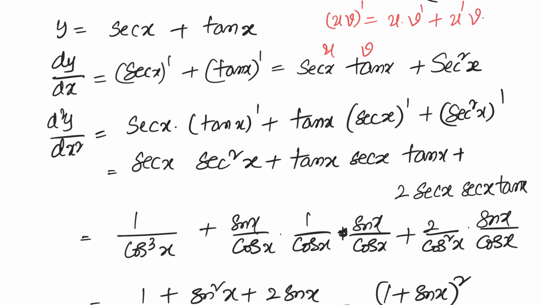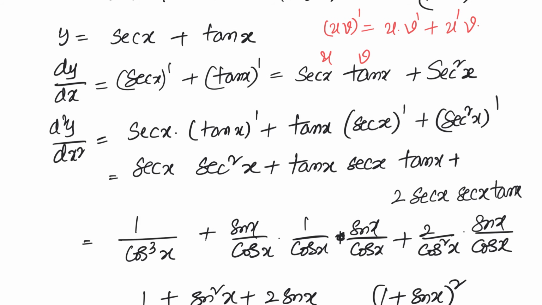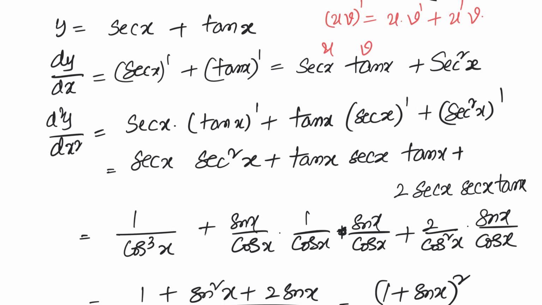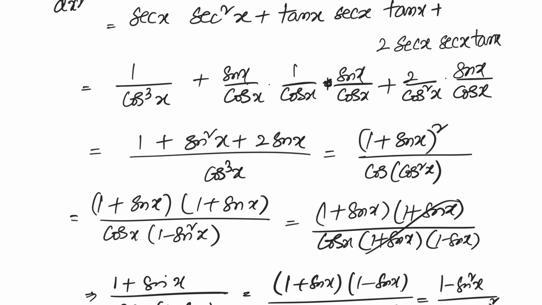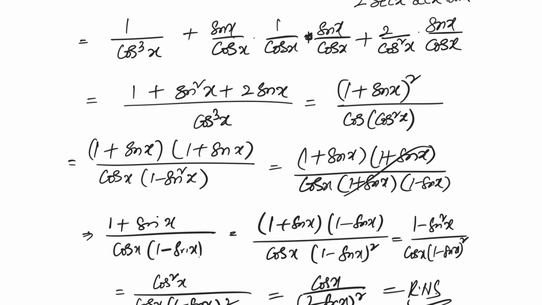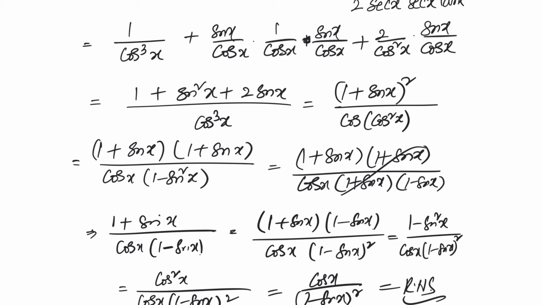The other way we can do is take y equals sec x plus tan x and differentiate it. We get sec x tan x plus sec square x. Again differentiate it for the second derivative. In this case, we have to take sec x tan x as two functions, sec x and tan x, product of them. So apply the product rule and simplify that, convert them into sin and cos. With a little bit of manipulation, according to the RHS, what we need, we multiply with (1 minus sin x) in both numerator and denominator, and finally we get cos x by (1 minus sin x) whole square.